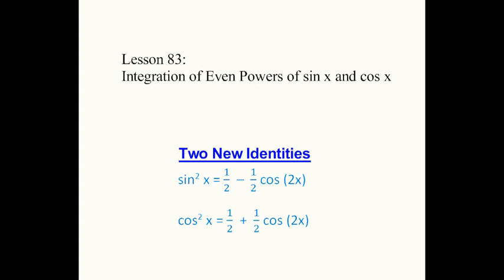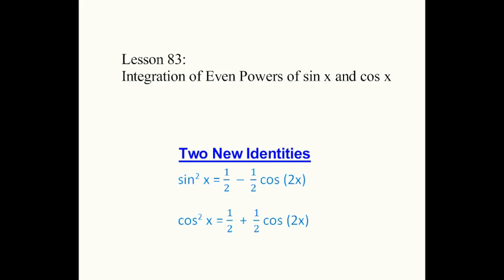In lesson 83, we're going to learn to integrate even powers of sine x and cosine x. A few lessons ago, we worked through integrating odd powers, and now we're going to be looking at even powers. To do this, we're going to use some new identities, which we are going to show why they're true using graphing. We could prove these identities also using the Pythagorean identities.